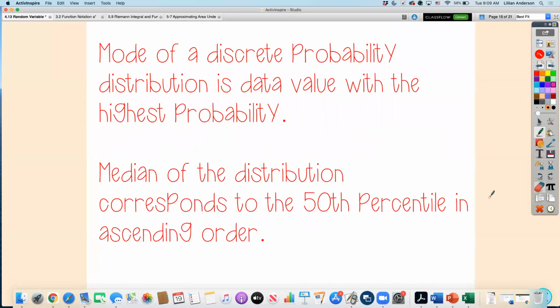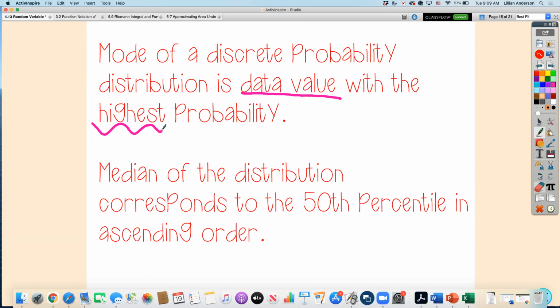Then moving forward, something else that you could be asked, remember this probability went with statistics, so I want to make sure you haven't forgotten certain things such as mode and median. You could be asked to find the mode of a discrete probability distribution. Remember, mode is the one that shows up the most. In a probability distribution, it would be the value with the highest probability. The mode of a discrete probability distribution is the value that has the highest probability.